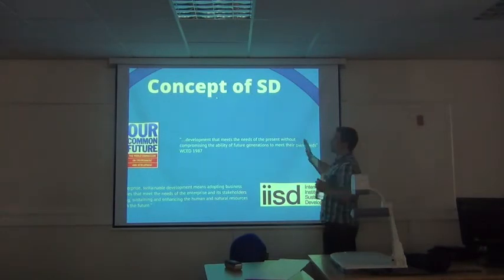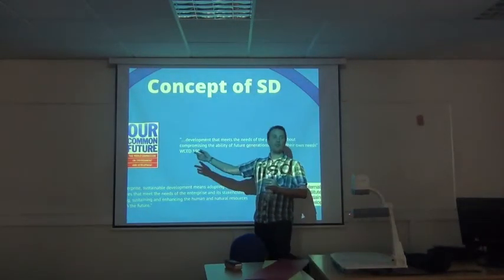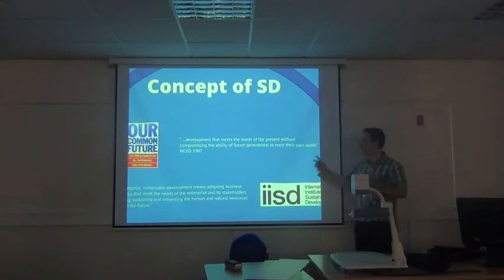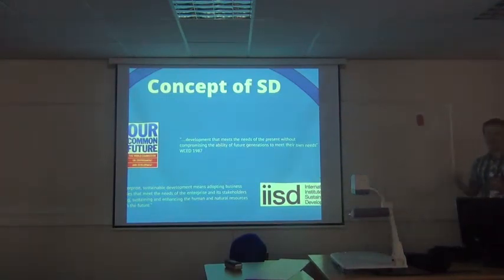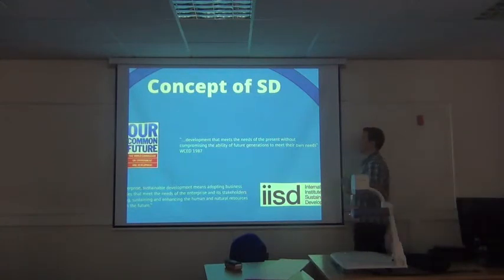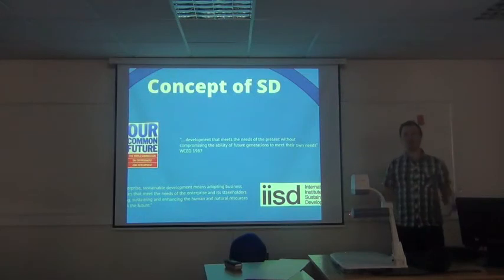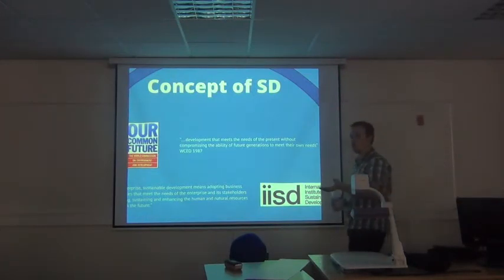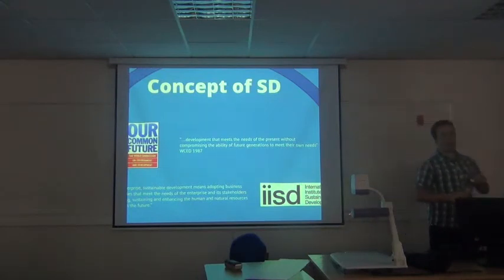So the most common definition, the one that you're all going to use in your essay probably, is: development that meets the needs of the present without compromising the ability of future generations to meet their own needs. It's a nice idea, okay? We can meet our needs now, but our children can still live as well as we do. But it's a bit abstract. It doesn't really tell us anything, does it? It doesn't tell us how to achieve that.